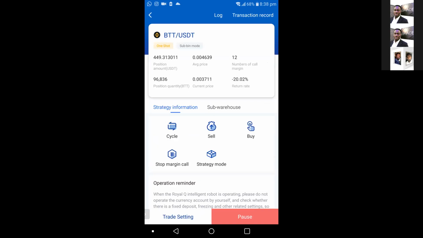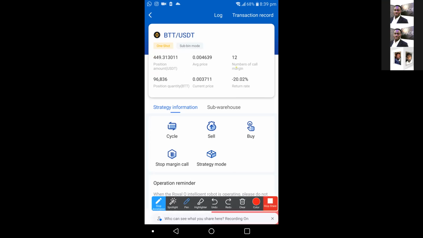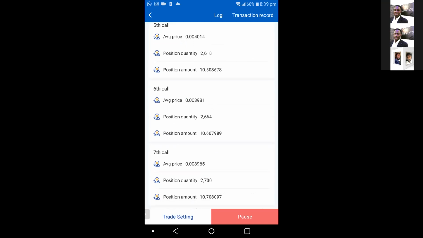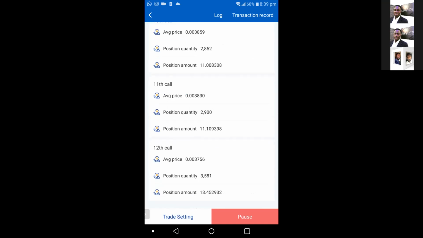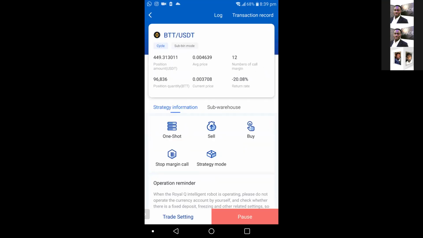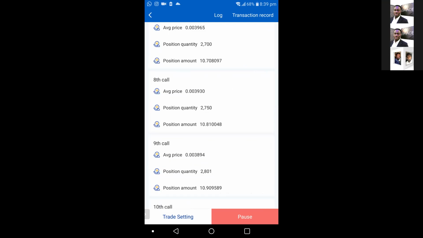Now I currently have this trade on one shot because, hold on, there's something I want to show you here. You take note of this place. You can see it's one shot that is here. I currently have it on one shot because I want the bot to sell off all these sub positions and not buy again, because I actually need to take out those capitals. I don't want the bot to keep buying positions. So I want to take out the capital as it sells. But the market has been fair. It has been recovering a little bit, but you can see I'm still in the 12th call right now.